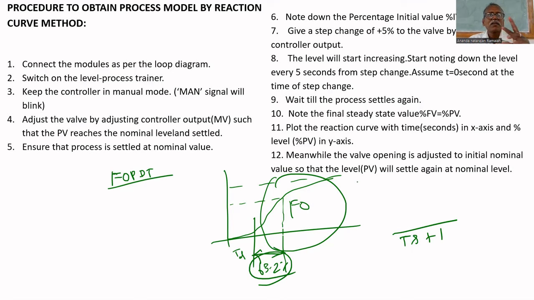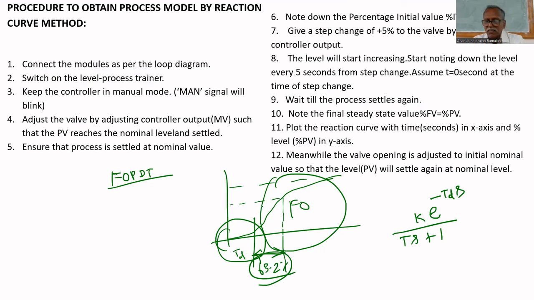K is the relation between input and output. You opened 2% increase in input. Change in level also 2% means gain is 1. You opened input 2%, level is changed to 4%, means 4 by 2 equal to 2, K equal to 2. That is K. The delay in the response is called a dead time. That is e power minus TD s. If you know this, you can find the tuning formula.